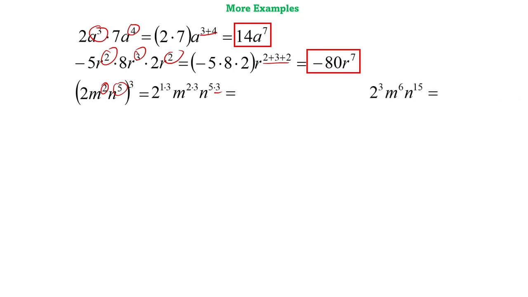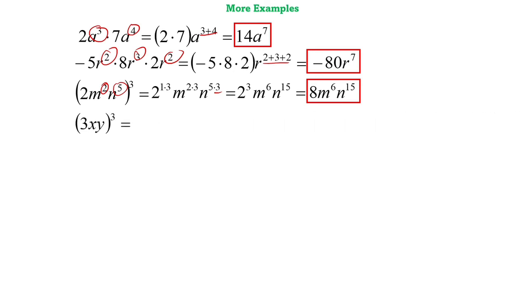So that's simply 2 raised to 3, m raised to 6, n raised to 15. Or simply, 8m raised to 6, n raised to 15, kasi 2 cubed is 8. Another, 3xy cubed. So kapag ganito, distribute lang po ulit. So 3 cubed, x cubed, y cubed. That will become 27x cubed, y cubed.